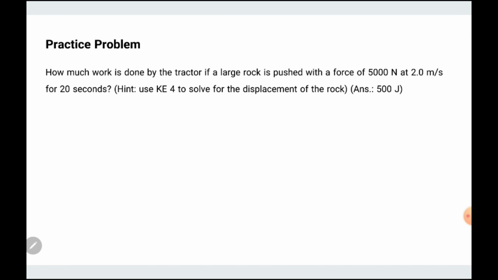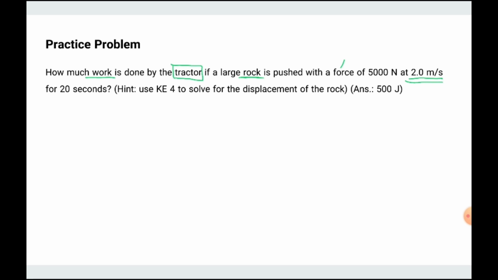Okay, next one. Again, we are asked about the work done, this time by a tractor. The object of interest is a large rock with a force of 5,000 newtons. So we are given the force at 2 meters per second. Okay, this is not acceleration. Meters per second is velocity.